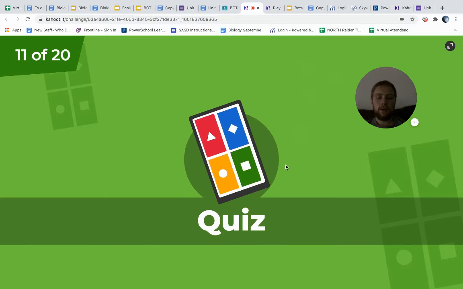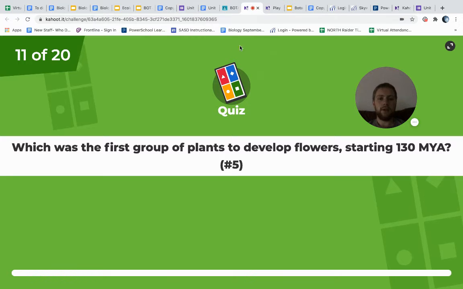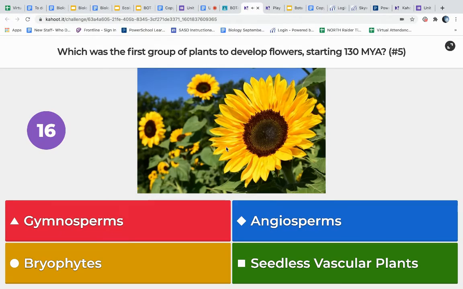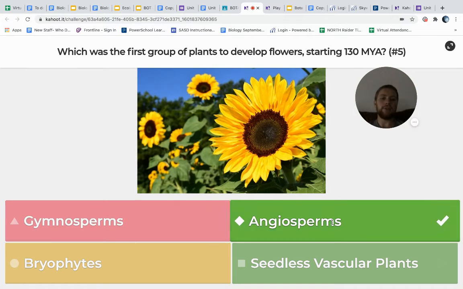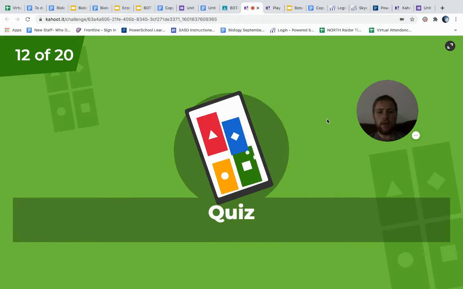All right. Number 11 is going to be: which was the first group of plants to develop flowers? Once again, referencing your study guide, we've eliminated these 3, and the last one left is the angiosperms, which a sunflower is a type of angiosperm. The angiosperms are by far the newest plant group in terms of evolution. They evolved only about 130 million years ago, whereas the gymnosperms were a lot earlier than that. So be filling out that study guide.